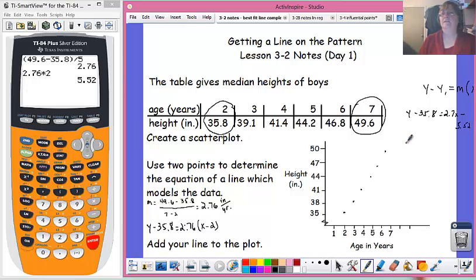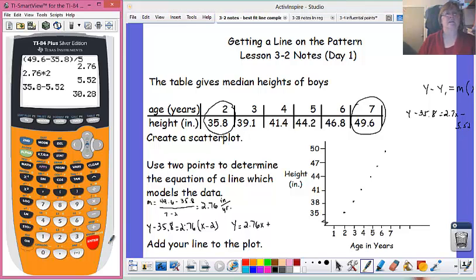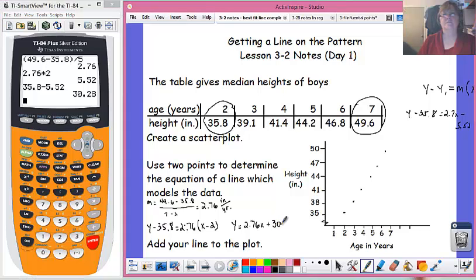Now I want to add that 35.8 to each side. Here comes my final equation. y will equal 2.76x plus, because we're going to add or subtract from that, so we want 30.28 inches. All right, and there's our linear equation. It says that we should add it to our plot. There's how that line fits the data.